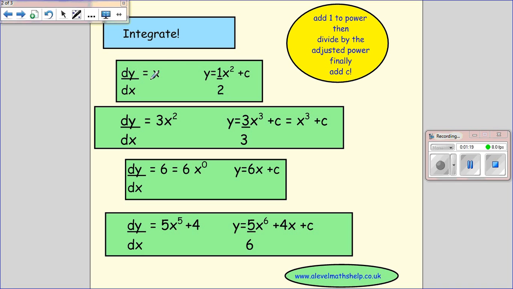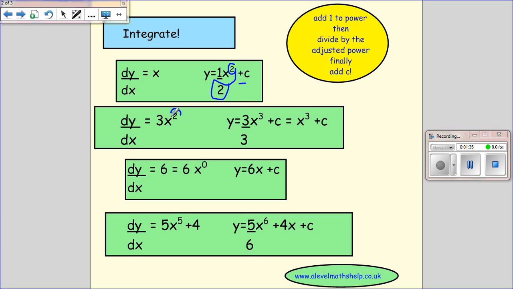So what do we have? We have dy by dx equals x, so that's x to the power of 1. We add 1 to the power, 1 plus 1 will give us 2. Then we divide by the adjusted power, so the power after we've added 1. And we remember to add the constant of integration.